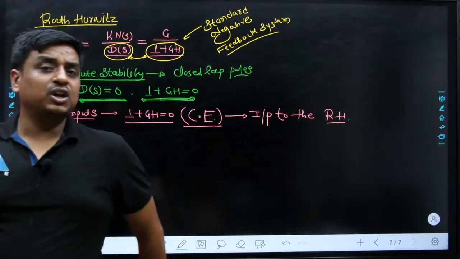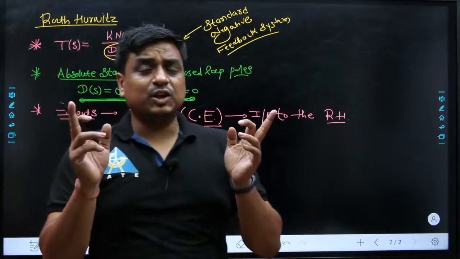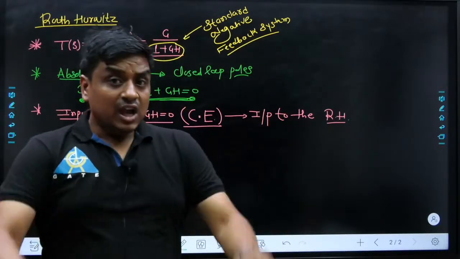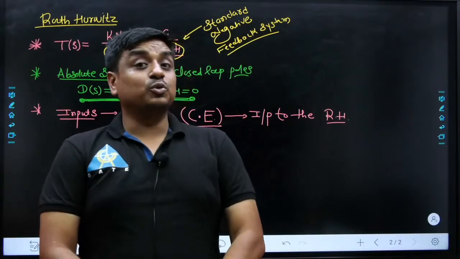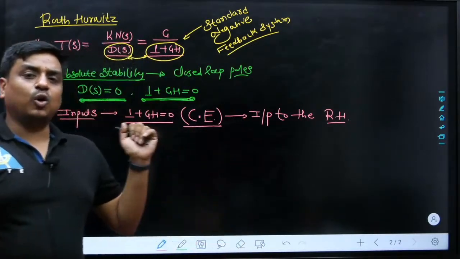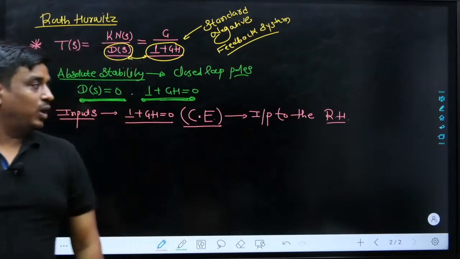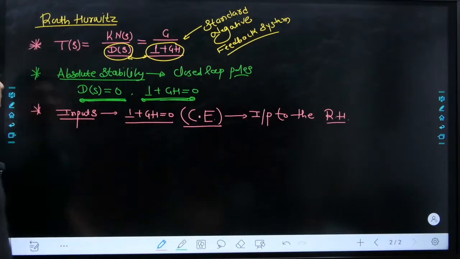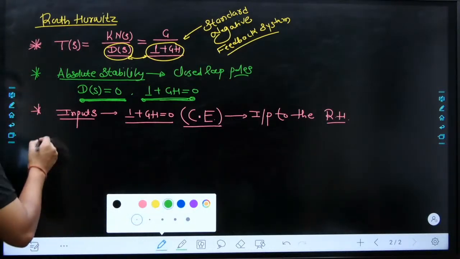Many students also have doubts: sir, why do we start with the characteristic equation? See, the roots of the characteristic equation are the locations of the poles, and the locations of the poles decide your absolute stability. That is why the input to the ROUTH-HURWITZ is always 1 plus G(s)H(s) equals 0. So till this point nobody should have any doubt. Yes. The next point.